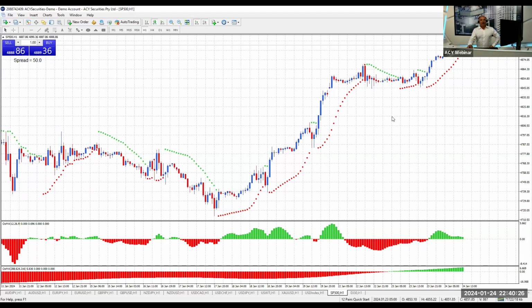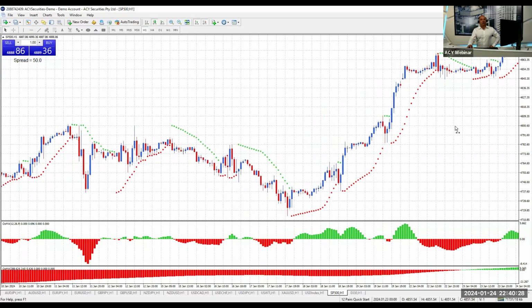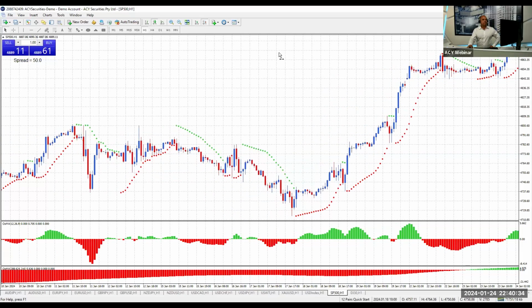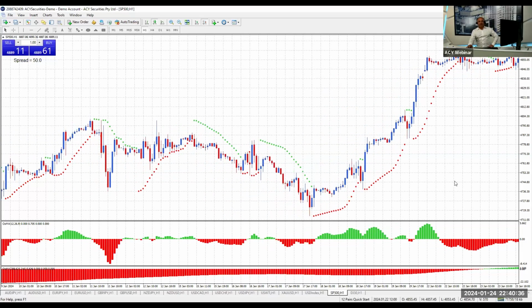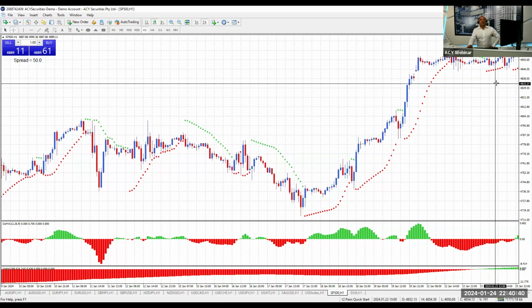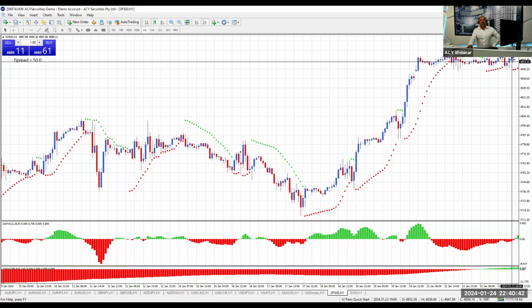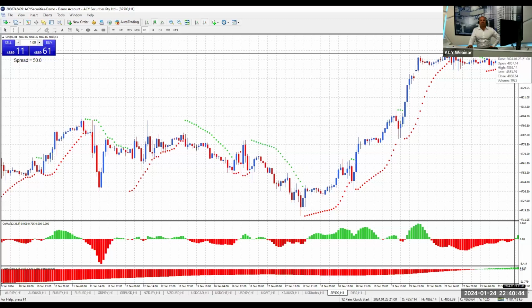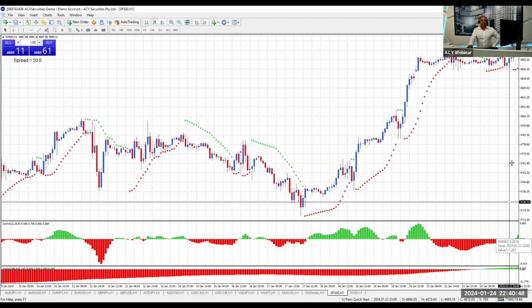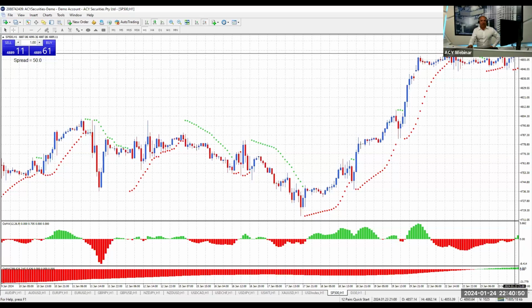To enter the trade, all we need to see is price. And this is the example here. So you'll see all we need to see is price go up and hit a green dot. Okay. If you get green, green, and price goes up and hits a green dot, okay, that's your trigger.